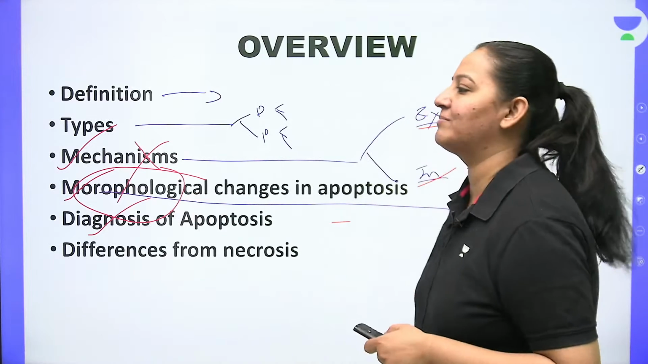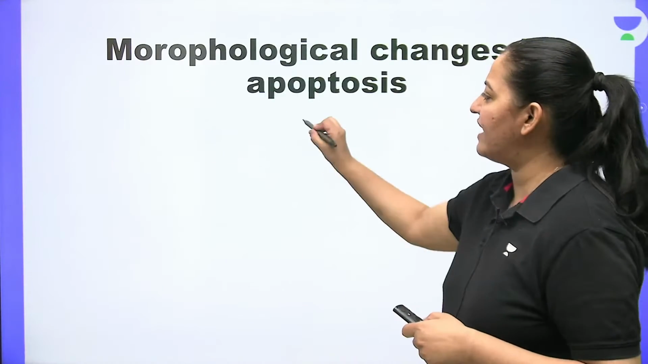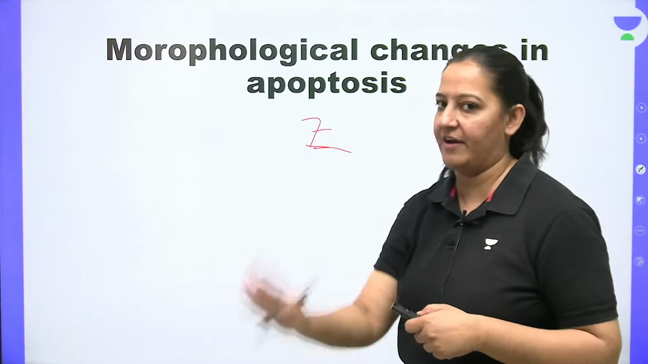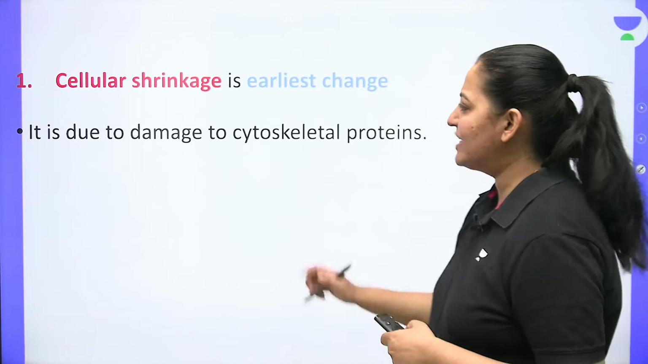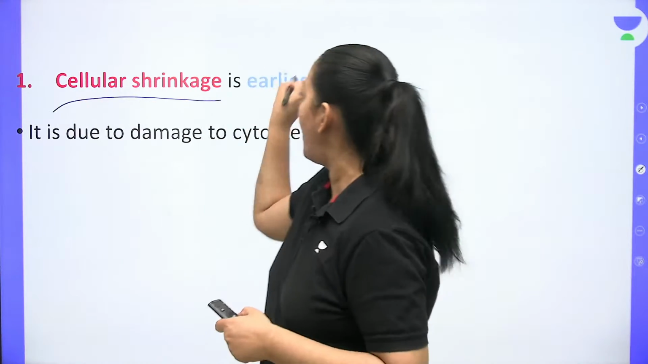So morphology is something different. How do you recognize an apoptotic cell? There are 7 morphological changes which take place in a sequence. I will tell you all in one diagram, one by one. Let's start with the first one. Cell shrinkage. The first change is cell shrinkage, the earliest change.